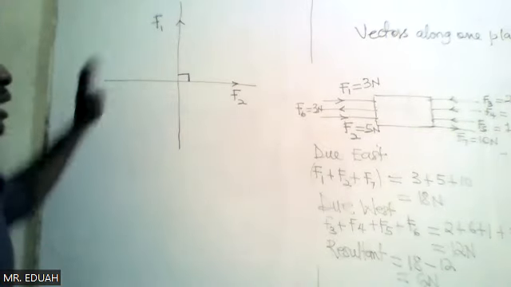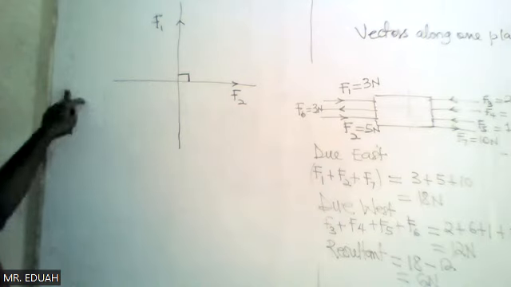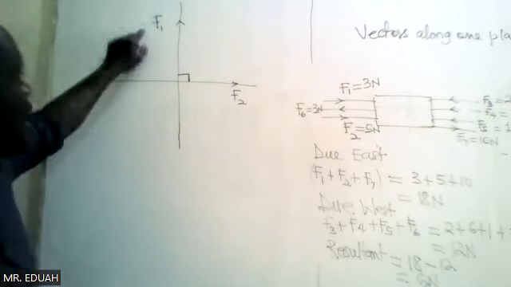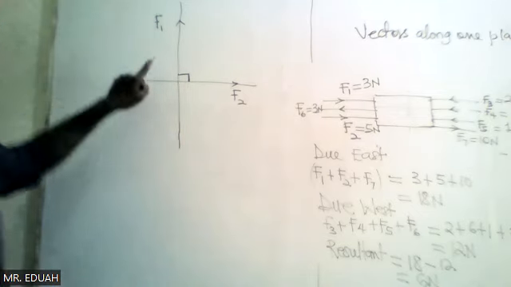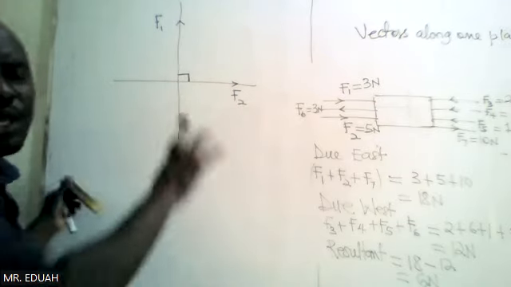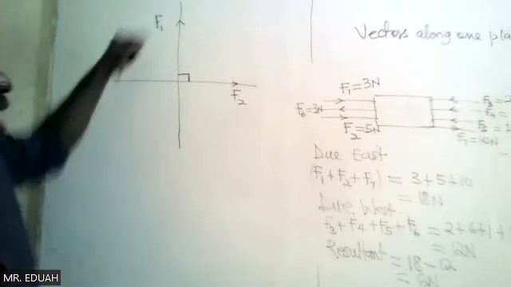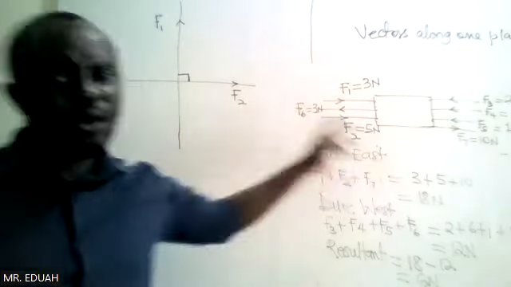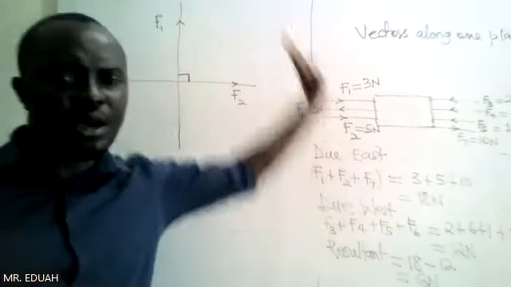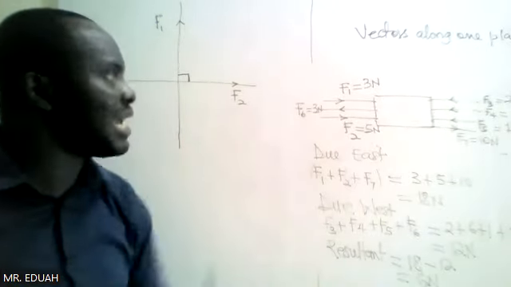It can be both ways. It can also be negative x and then negative y. But here we have one F1 acting along the y, F2 along the x. And this is what we are calling forces acting along two planes, along y and then along x. Over here, we had only along the x-axis. We can also have only along the y-axis, and that will be along one plane or one axis.